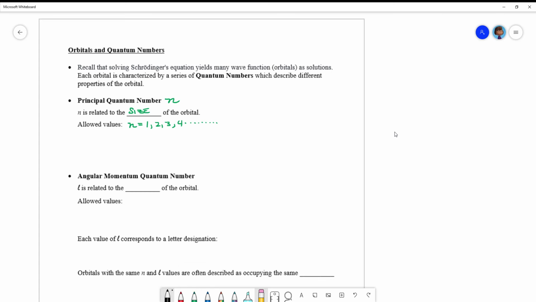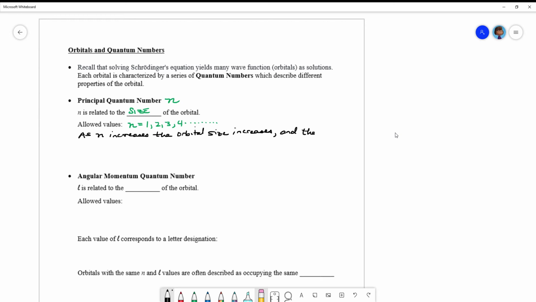Now, how does this work? Well, as the value of n is increasing, the size of the orbital would therefore also be larger and larger and larger, and the electron in that orbital would be located at greater and greater distances from the nucleus on average. Let's write that down. So as n increases, the orbital size increases. And this also means that any electron in that orbital will be further from the nucleus on average.